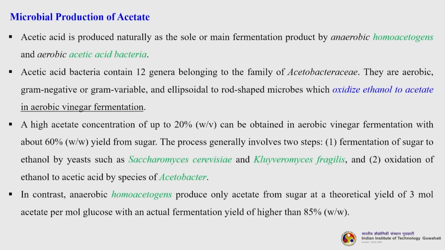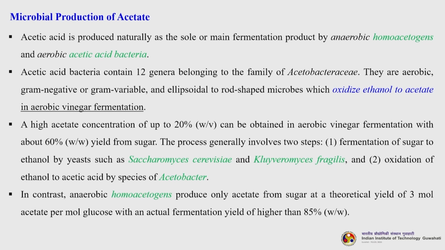So, let us talk about the microbial production of acetate. Acetic acid is produced naturally as the sole or main fermentation product by anaerobic homoacetogens and aerobic acetic acid bacteria. Acetic acid bacteria contain 12 genera belonging to the family Acetobacteriaceae. They are aerobic, gram negative or gram variable, ellipsoidal to rod shaped microbes which oxidize ethanol to acetate in aerobic vinegar fermentation. A high acetate concentration of up to 20% weight by volume can be obtained in aerobic vinegar fermentation with about 60% weight by weight yield from sugar.